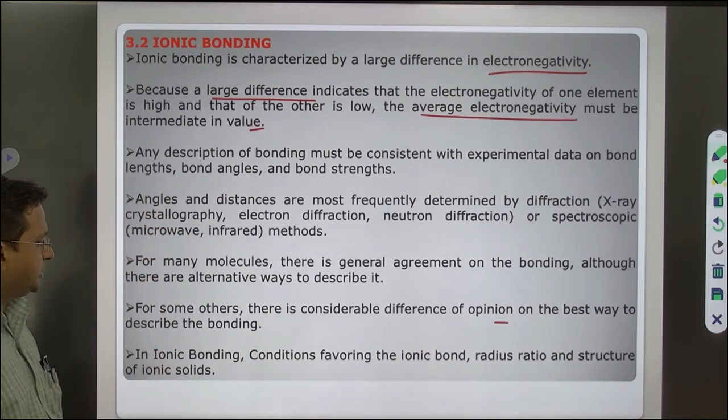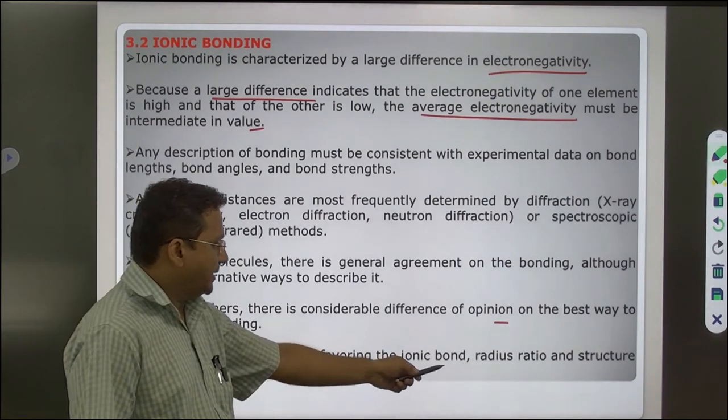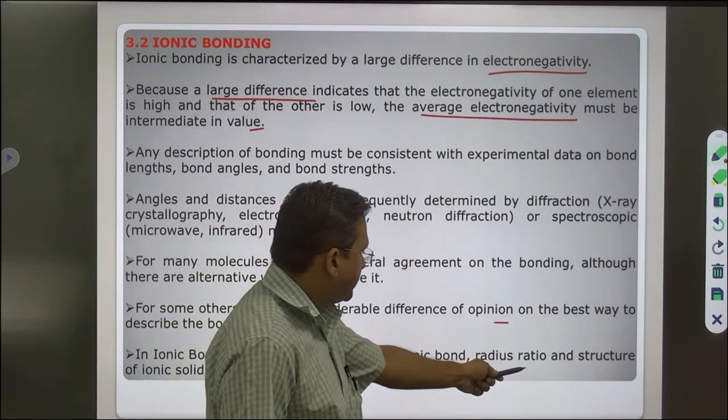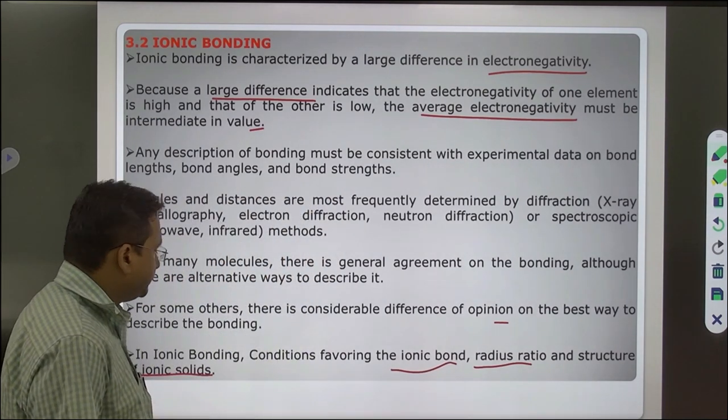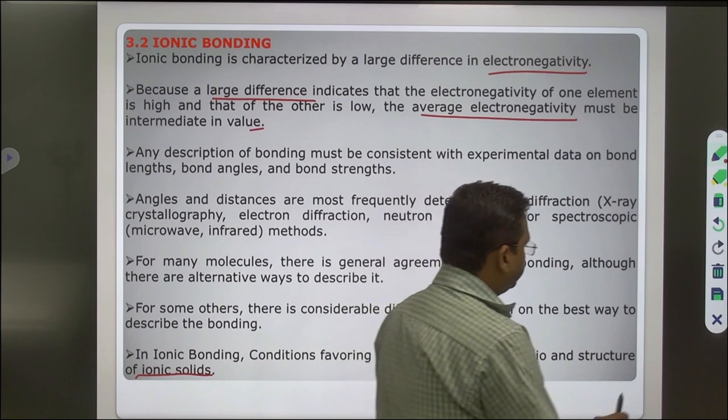In ionic bonding: conditions favoring ionic bonds, radius ratio, structure of ionic solids.